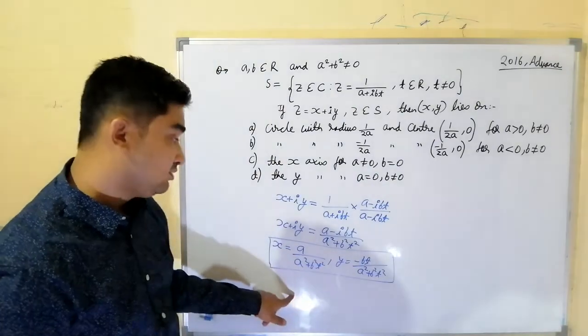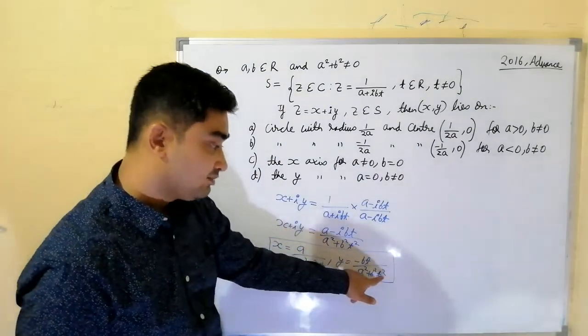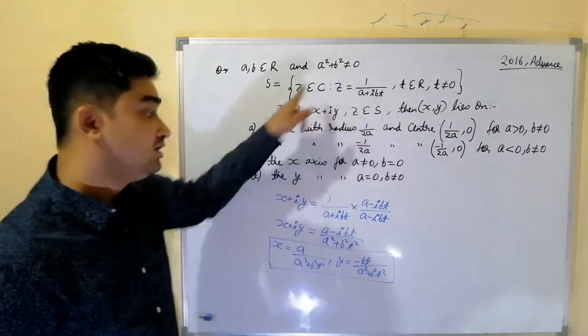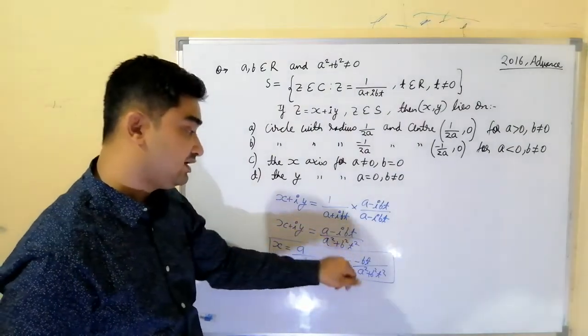Our job is to get the locus of x and y, so we must eliminate t, because t is a parameter on which the locus of x and y will depend. So we have to eliminate this t.